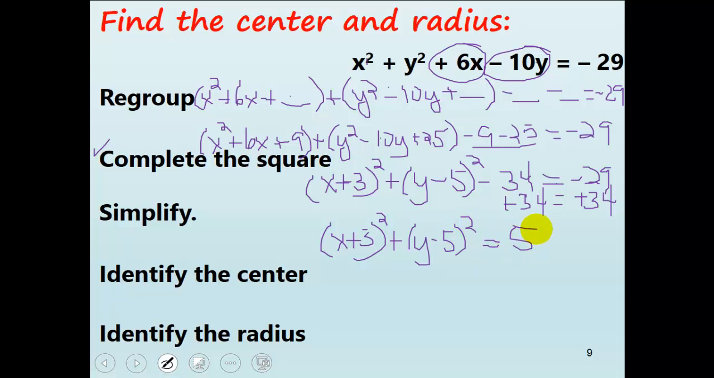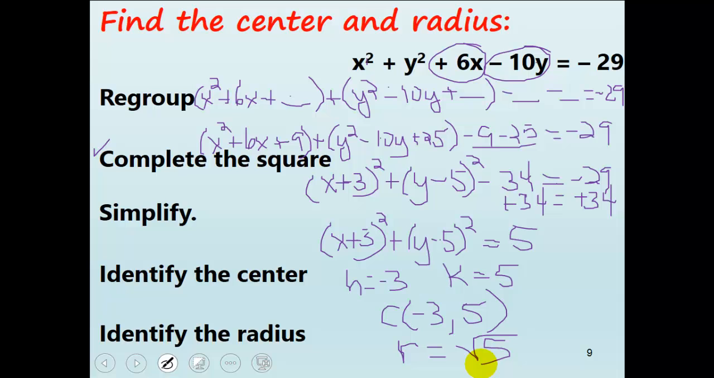Now I can identify the center. It's the opposite of h. So it's the opposite of 3, so h equals the opposite of 3. K equals the opposite of negative 5. So my center is (-3, 5), and my radius is the square root of 5.